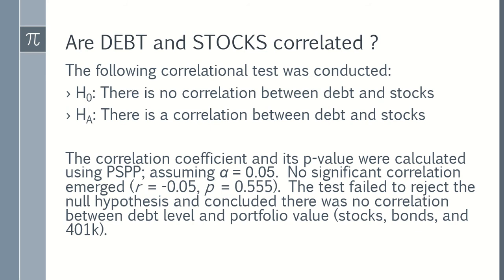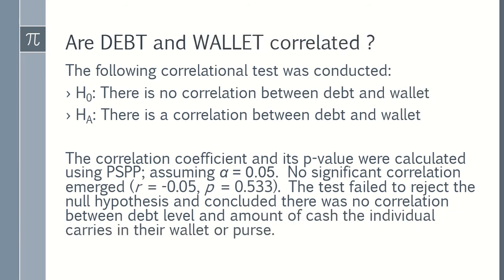Looking at debt and wallet, are these two correlated? The test failed to reject the null hypothesis, and we conclude that there is no correlation between debt level and the amount of cash the individual carries in the wallet or purse. And again, the p-value here is greater than the significance level of 0.05, so we fail to reject the null.